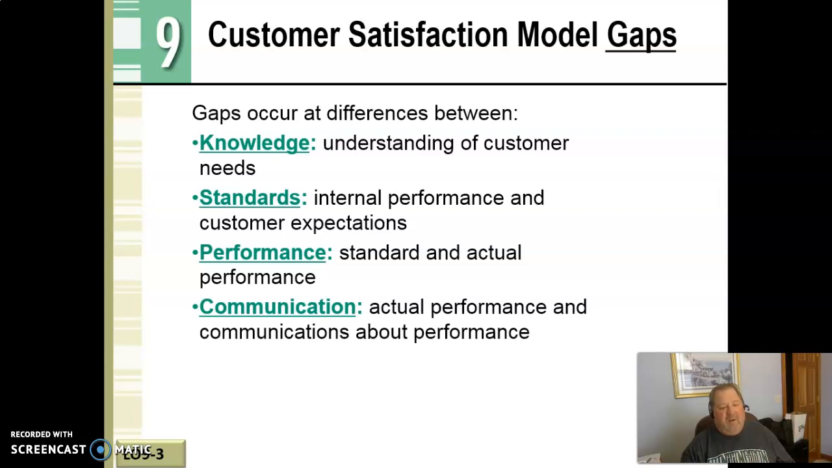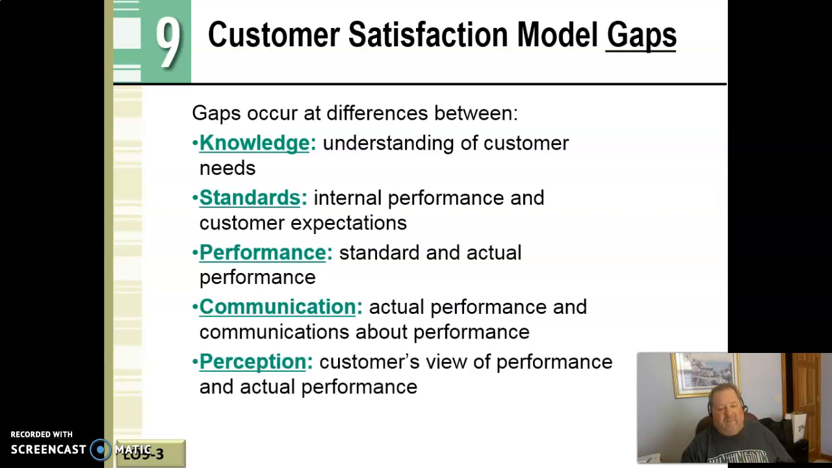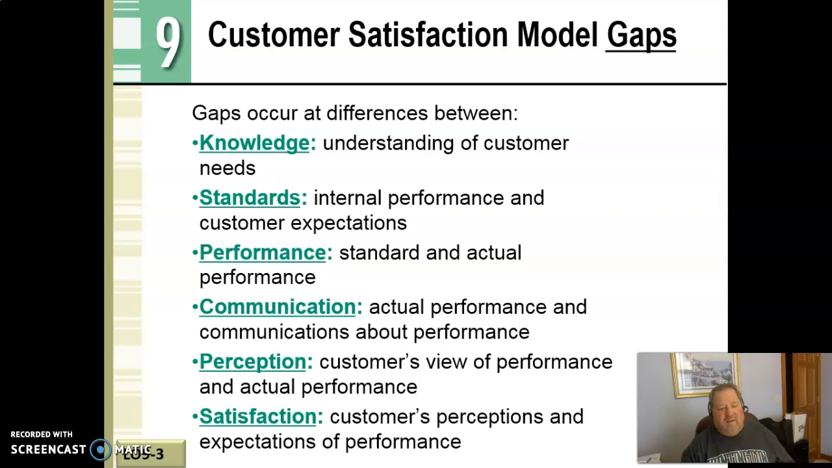And then communication. Maybe the customer expects us to communicate more often than what we do, and therefore there's a dissatisfaction that occurs because they feel like they're in the dark. And then perception. What is the customer's perception about us, and what is our actual performance? And finally, satisfaction gaps between what the customer's expectations are and what we deliver.